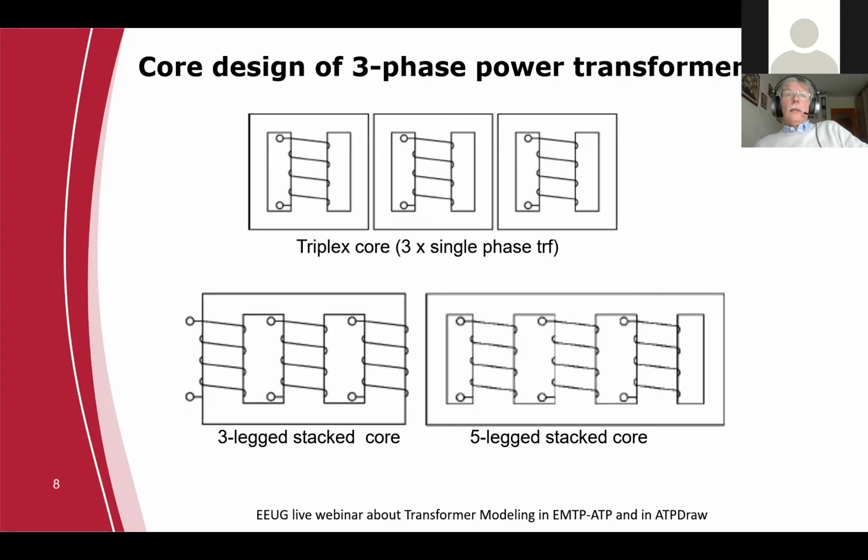And unfortunately, the core design is very rarely shared by the users. Sometimes we need this information as well. Sometimes it's not so important. If we have at least one delta winding, it doesn't matter what the actual core structure is, either a stacked three-leg core or a four or five-leg stacked core.